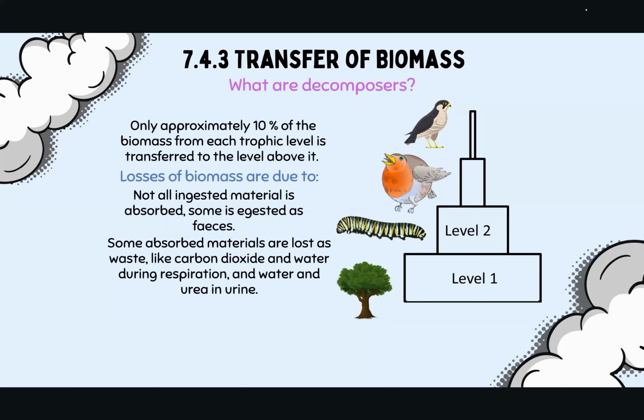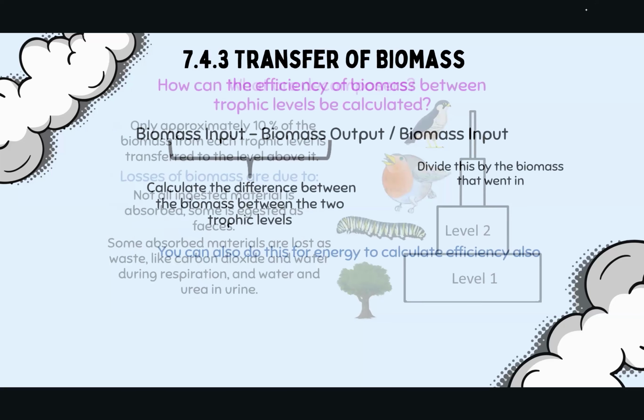Now, losses of biomass are due to not all ingested materials being absorbed. So the caterpillar will eat the tree, but not all of it is absorbed, and some is released as feces. Some absorbed materials are lost as waste, like carbon dioxide and water during respiration. And water and urea are also lost in the urine.